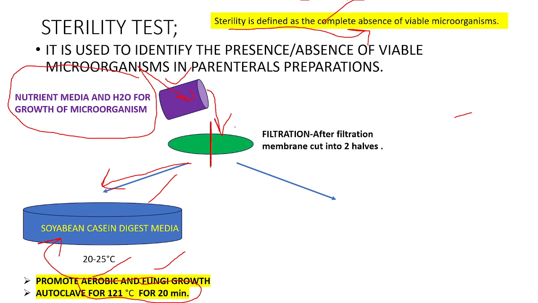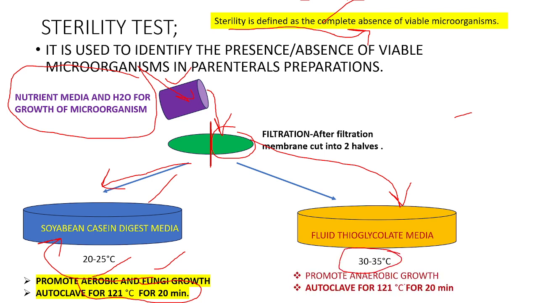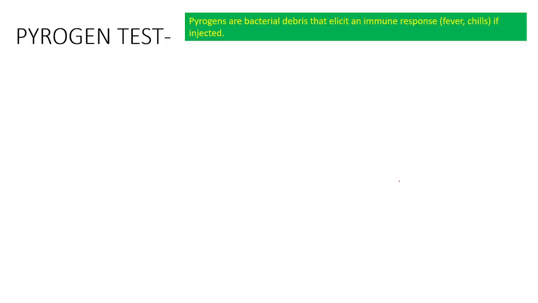The other half of the portion can be added to the fluid thioglycolate media, which is held at 30 to 35 degrees centigrade. For what purpose are we adding it here? For anaerobic growth. For the growth of anaerobic microorganisms, we can use the fluid thioglycolate media.